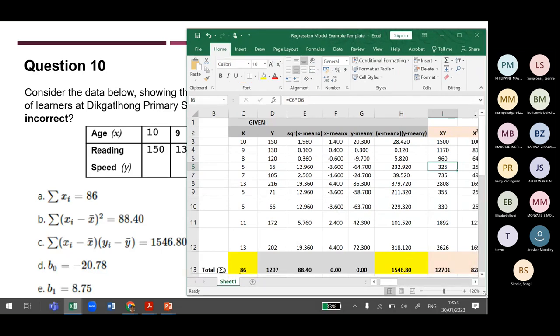Okay. The value I'm interested in is the total, because all this summation means total. Total means summation, adding up all of the values. So the sum of all X values is 86, and there is my 86. The sum of Y is that, but it's not what we're looking for. What we are looking for is the sum of xi minus the mean.